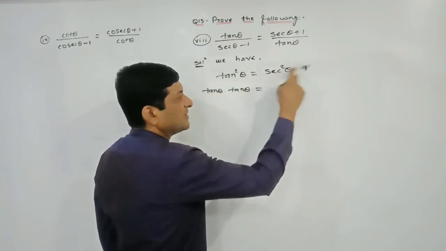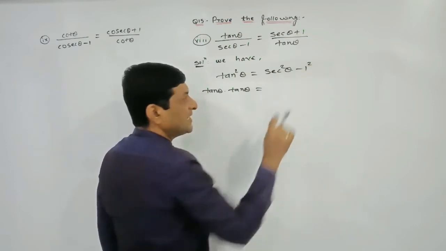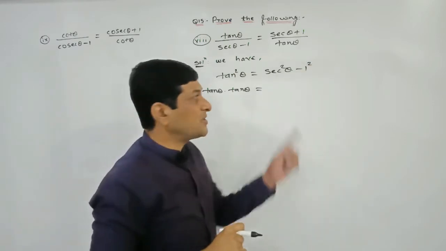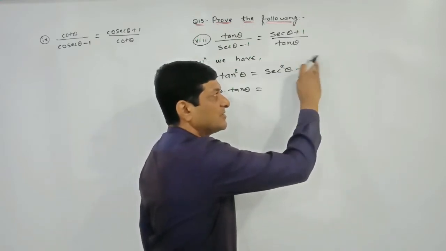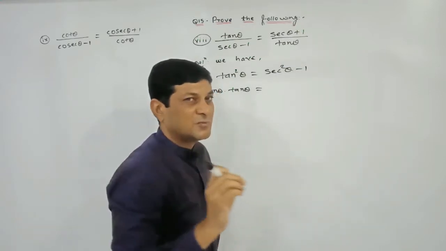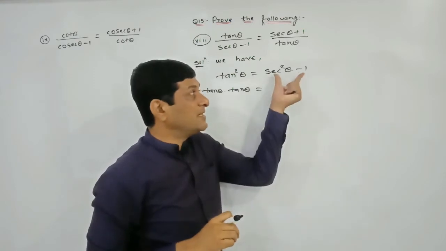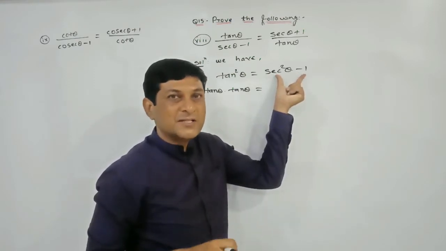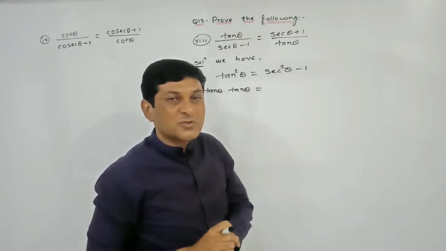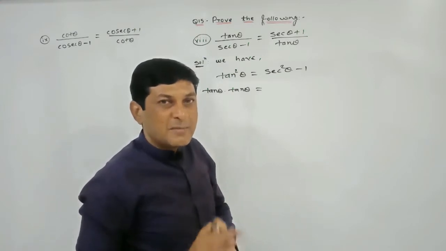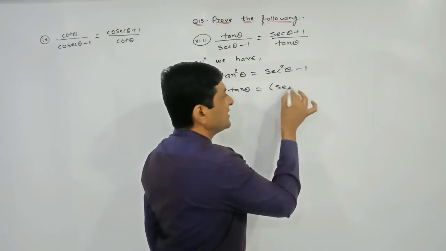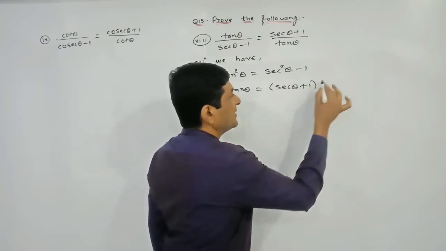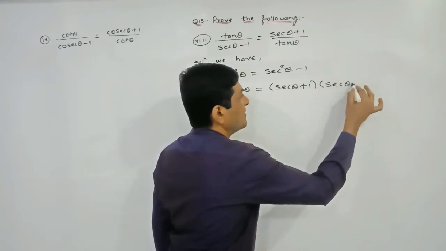and sec square theta minus 1. Can I consider 1 as 1 square? So now these terms are in the form of a square minus b square. Not necessary to write square here, just try to understand 1 can be written as what? 1 square. Means this side is in the form of a square minus b square. And what are the factors of a square minus b square? A minus b into a plus b. Means here we will get sec theta plus 1 into sec theta minus 1.